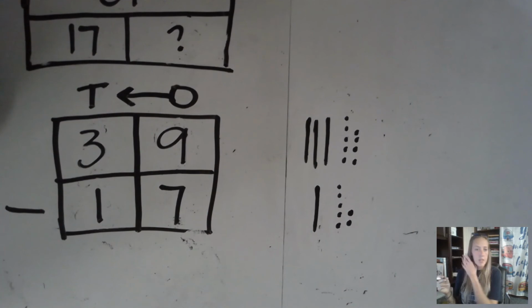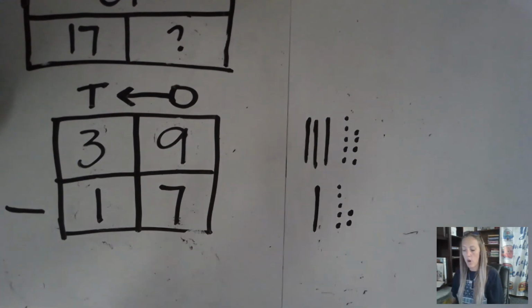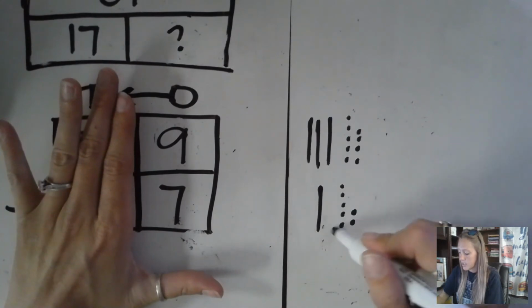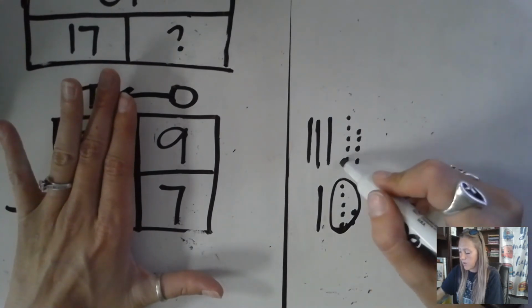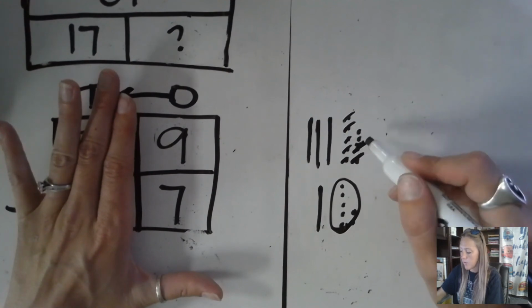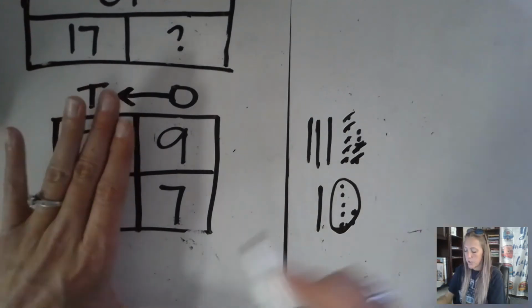All right. So we start on the ones place. 9 minus 7. So I'm going to cross off 7. 1, 2, 3, 4, 5, 6, 7. And I'm left with how many? 2.